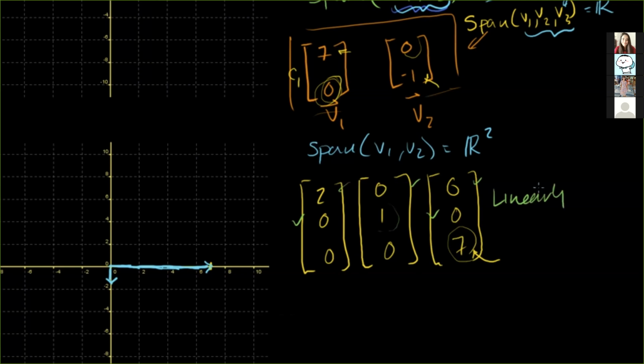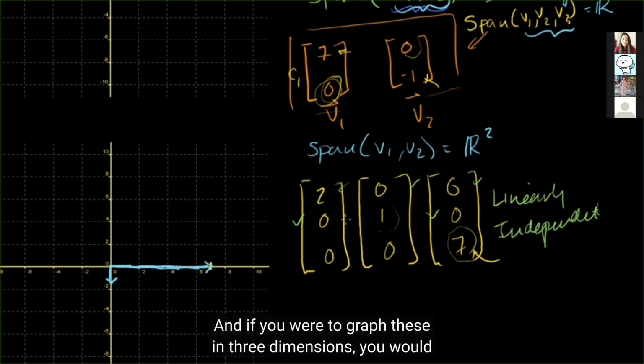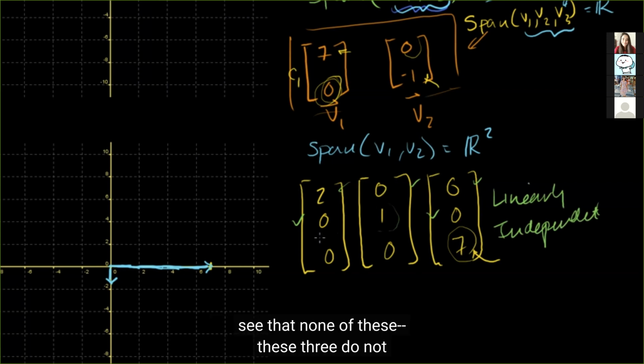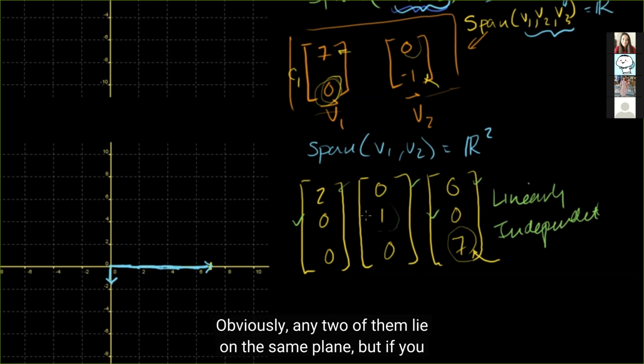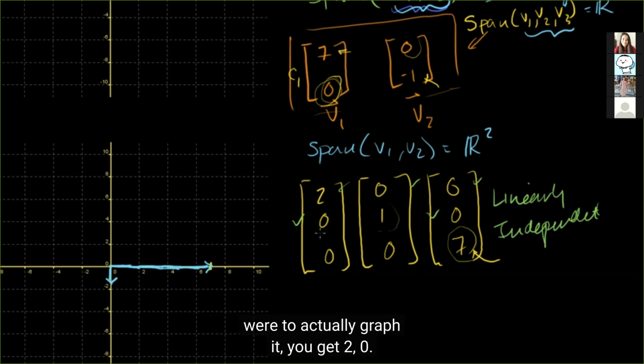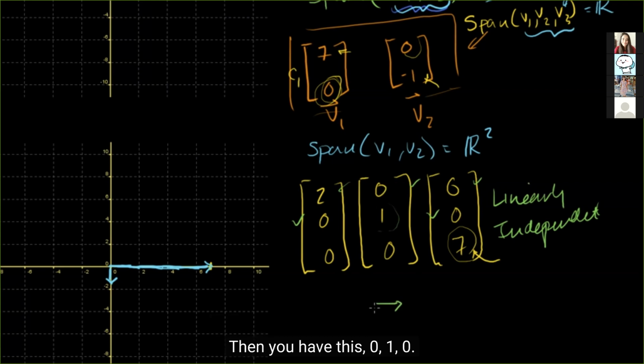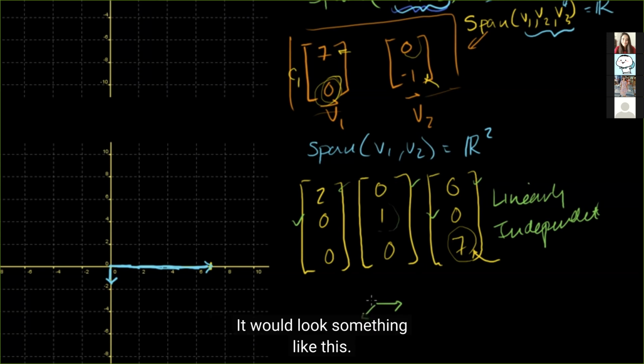Linearly independent. And if you were to graph these in 3 dimensions, you would see that these three do not lie on the same plane. Obviously, any 2 of them lie on the same plane, but if you were to actually graph it, you get 2, 0, 0. Let me say that that's the x-axis. Then you have this 0, 1, 0. Maybe that's the y-axis. And then you have 0, 0, 7. It looks something like this.